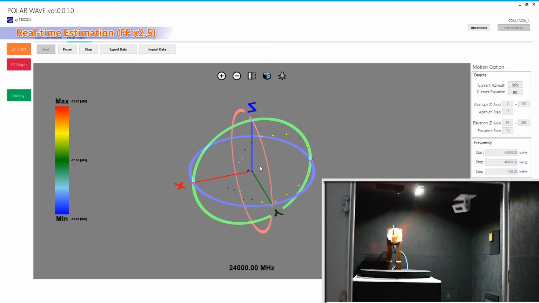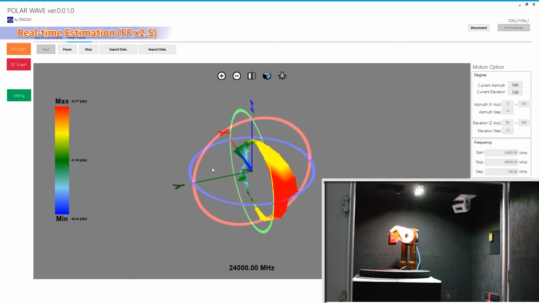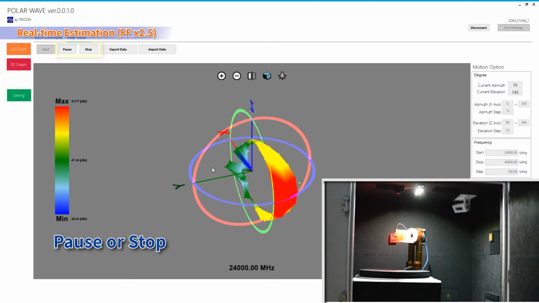The essential feature of PolarWave is that the projection of data is in real time, and therefore, simultaneous monitoring is possible without having to wait for the test to end. Should an error or any problem occur, the test can be put on hold or stopped at the very moment by clicking the pause or the stop button next to the start button. Once the issue is resolved, the test can be resumed or be started over.